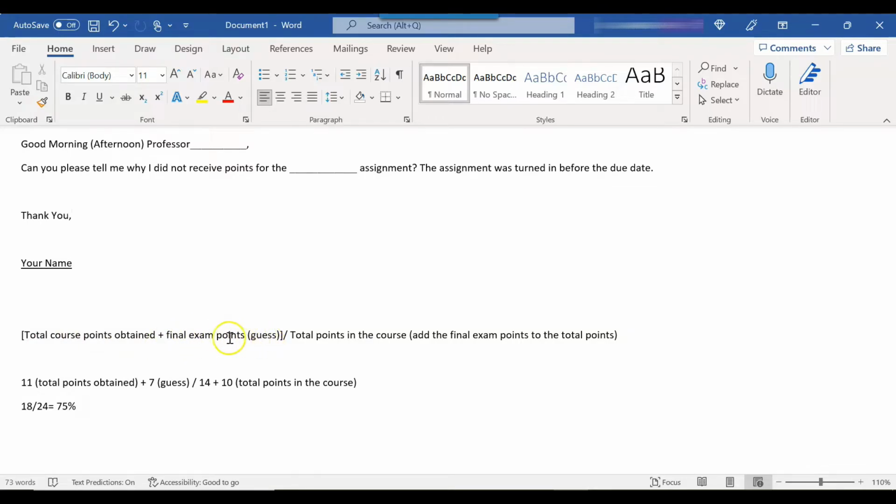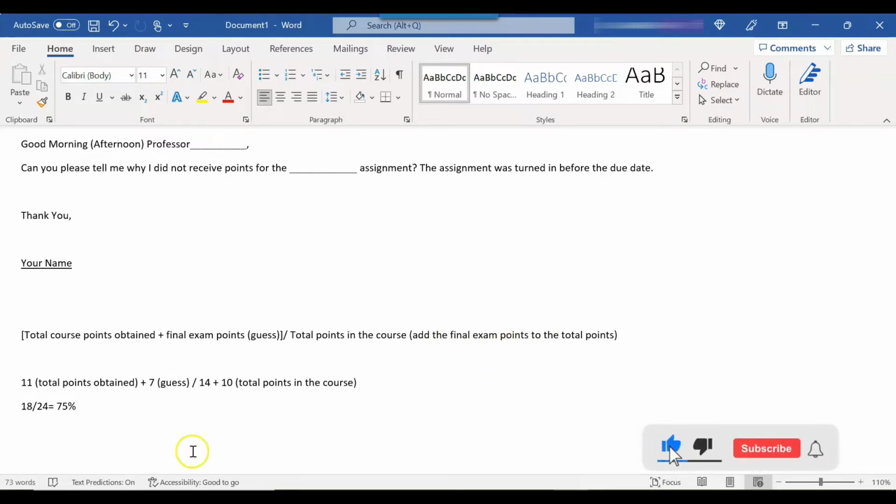That is a guess because you're not sure what you will obtain on the final exam. You're going to divide that by the total points in the course. That includes the points for all the assignments and the points for the final exam.